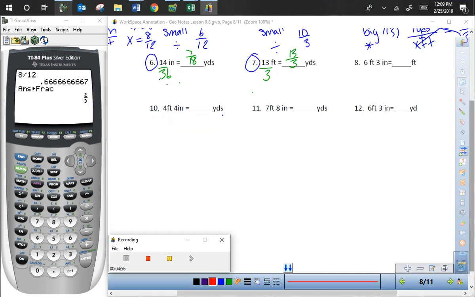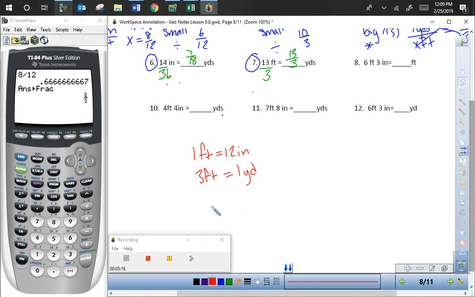Alright, we talked about the conversions that we need to figure out inches in a yard. We know that 1 foot is 12 inches. And we know that it takes 3 feet to get 1 yard.